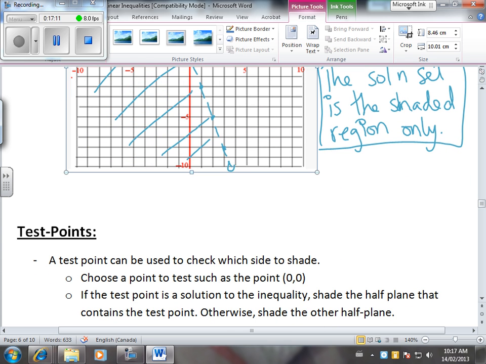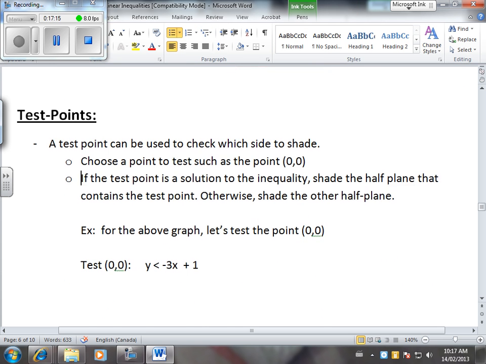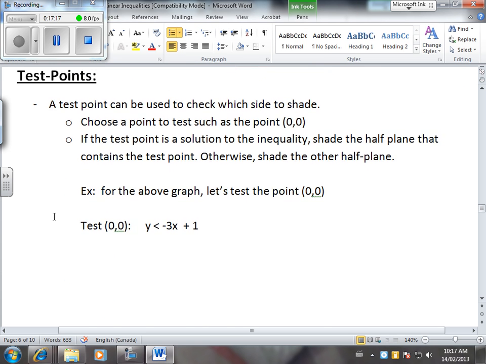Okay, and the last thing, we're almost done. We're just going to cover test points here. Test points can be useful to check which side to shade. So the inequality tells you which side, but if you're unsure, you can always use a test point. And the easiest test point to choose is 0, 0, because it just makes everything nice and clean. So if the test point is a solution to the inequality, so if the inequality is true when you use the test point, then you shade the half plane that contains the test point.